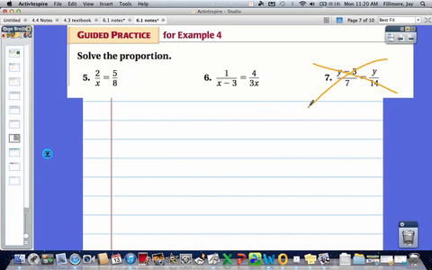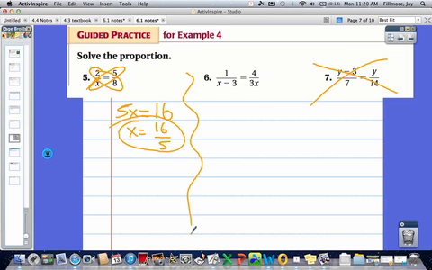So for number 5, to solve a proportion, we need to cross multiply. So we'll multiply 5 times x and set it equal to 2 times 8, which is 16. Divide both sides by 5, we end up with a fraction of 16/5, or you can write it as a decimal. Either way is fine. So that one's nice and quick and easy. Our second one, not so much.